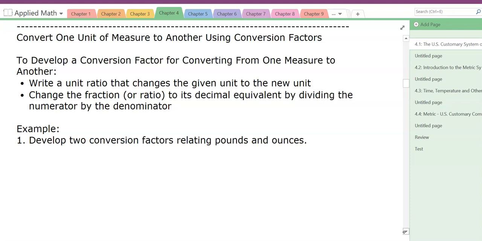So let me show you an example. We're going to develop two different conversion factors here that relate pounds and ounces. So the first one I'm going to do is if I went from pounds to ounces.